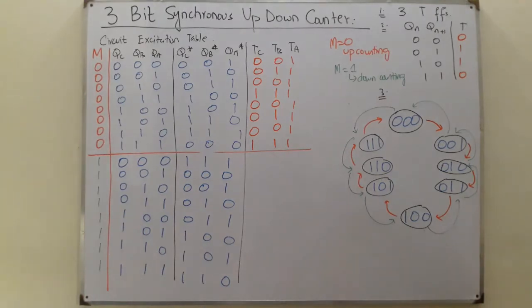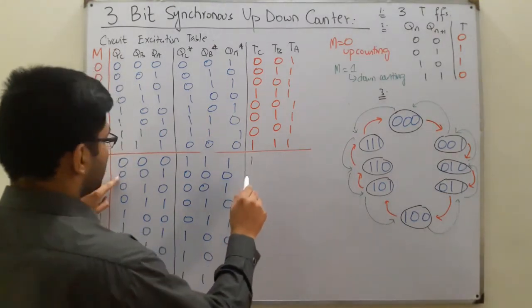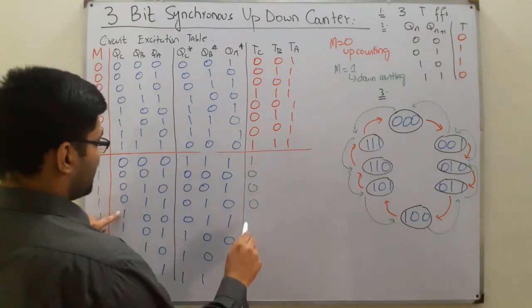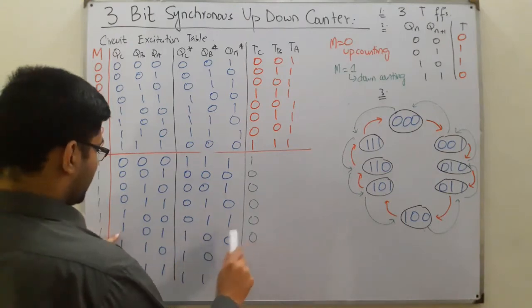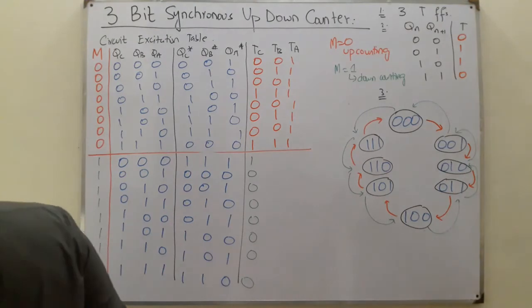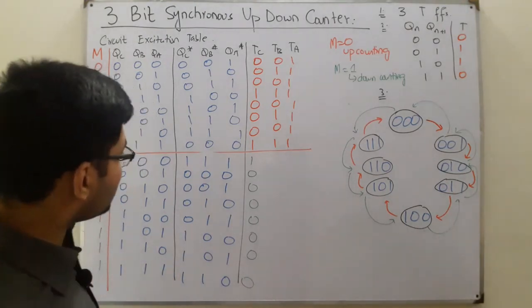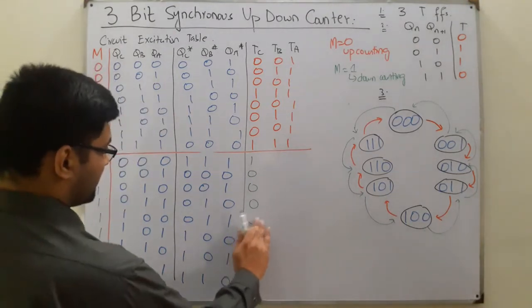Fine. Now for the down counting, QC, QB, and QA. 01 is a 1. 01 is a 1. 00 is a 0. 00 is a 0. 00 is a 0. 10 is a 0. 11 is a 1. 11 is a 0. 11 is a 0. 11 is a 0. So all of it is a 0, right? All right, so is this fine? Or do we have a mistake? We have a mistake. All right, so we have a mistake over here, I believe.